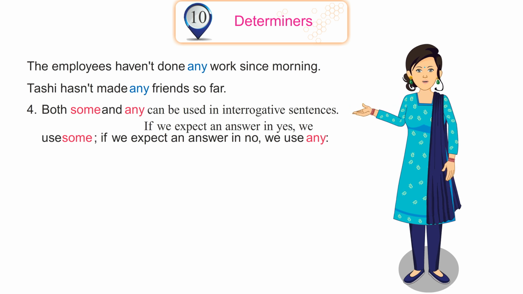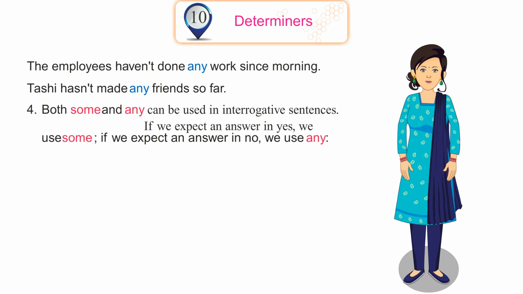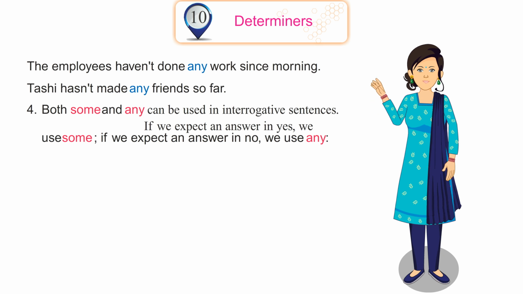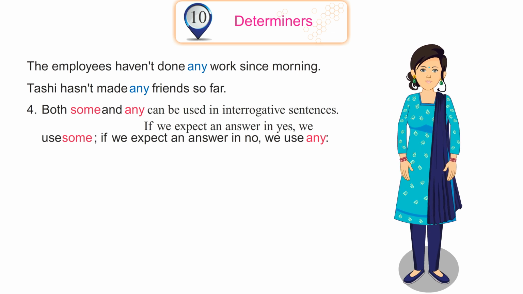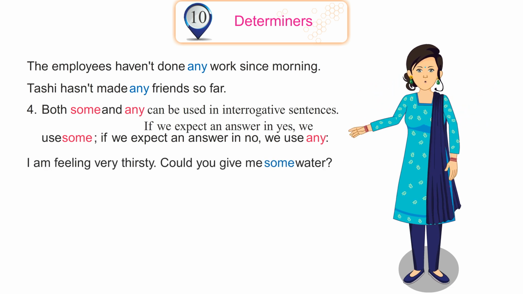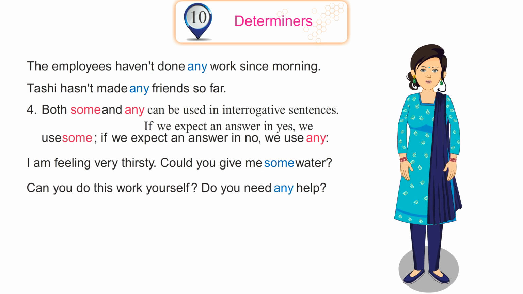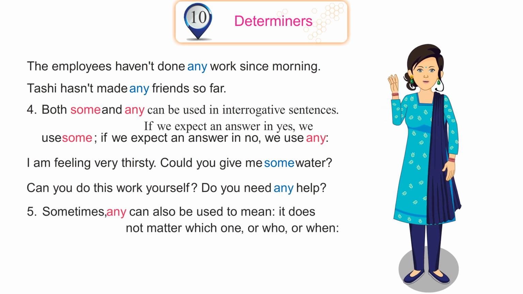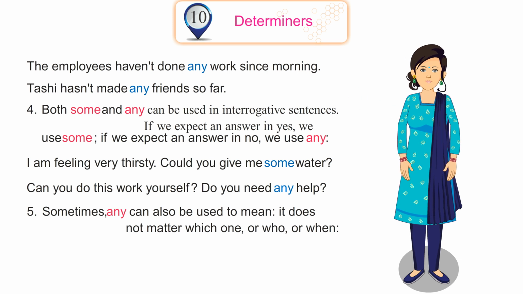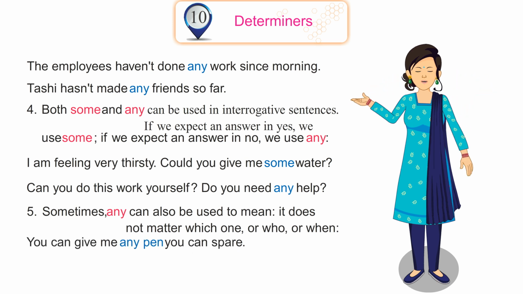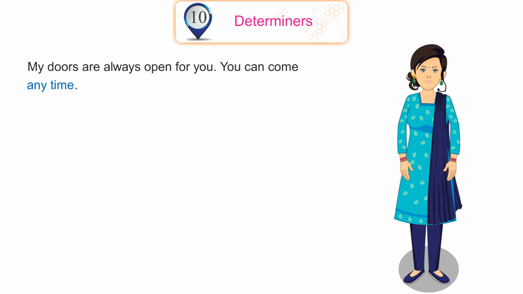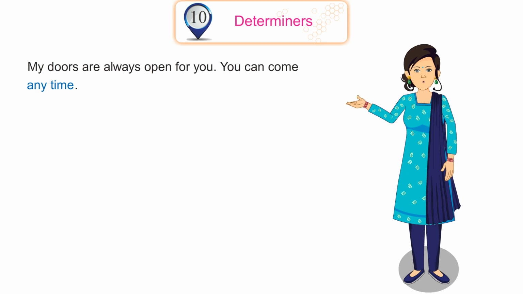Both some and any can be used in interrogative sentences. If we expect an answer in yes, we use some. If we expect an answer in no, we use any. I am feeling very thirsty. Could you give me some water? Can you do this work yourself? Do you need any help? Sometimes any can also be used to mean it does not matter which one, or who, or when. You can give me any pen you can spare. My doors are always open for you. You can come any time.